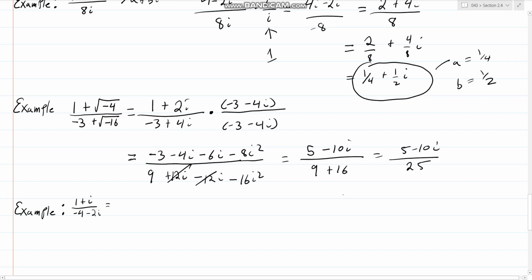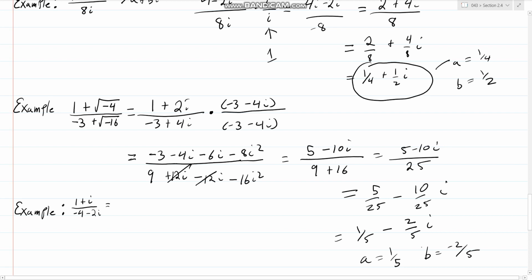And then now I can finally break up that denominator, and so it's 5 25ths minus 10 25ths i. And now I can reduce. That would be 1/5 minus 2/5 i. And so a equals 1/5. Whoops, and I wrote 1/2. 1/5. And b equals -2/5.